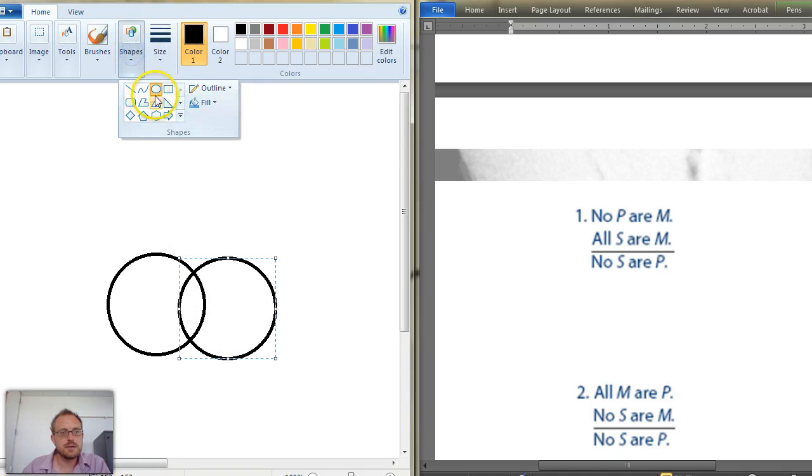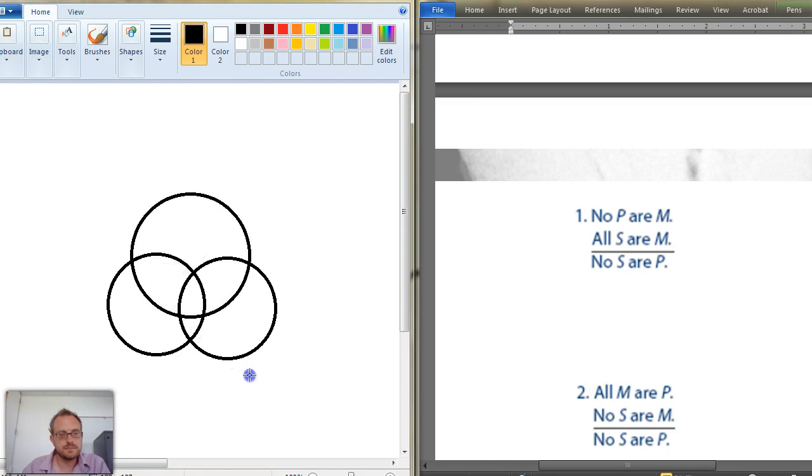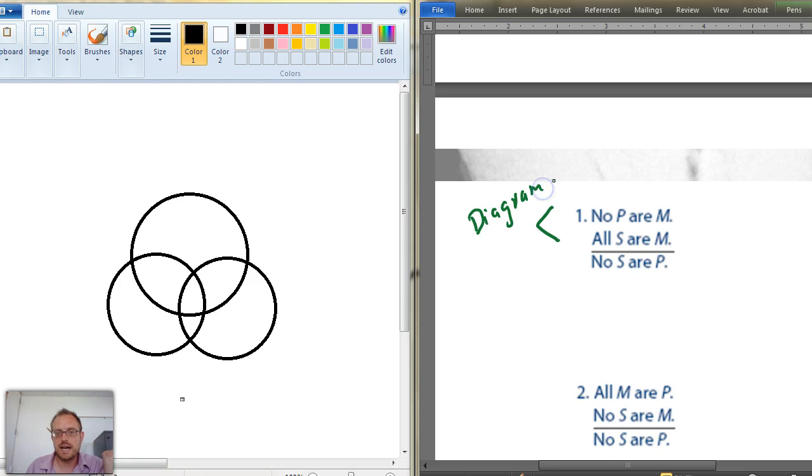And then let's grab another circle. Okay, so there's our Venn diagram. Now this one says no P are M, all S are M, no S are P. So remember, I'm not going to diagram the conclusion. Diagram this, not this, not the conclusion.